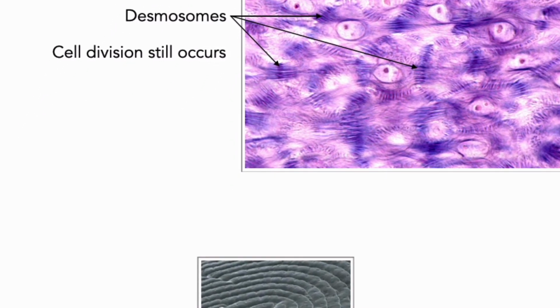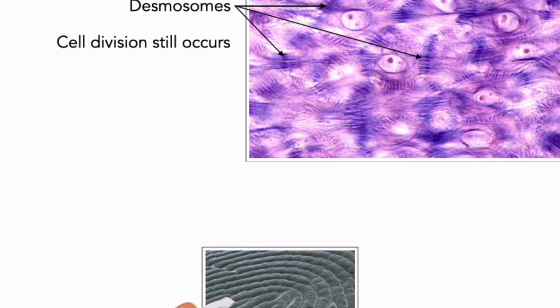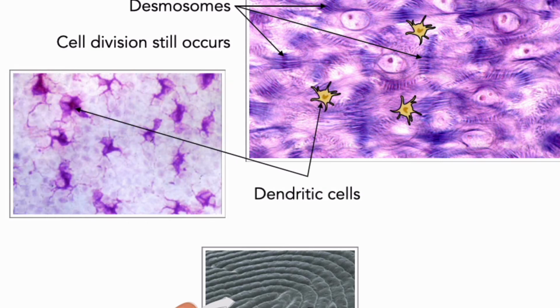Apart from keratinocytes, we also find specialist cells called dendritic cells or Langerhans cells in the stratum spinosum. These Langerhans cells, or dendritic cells, take up and process microbial antigens to become fully functional, antigen-presenting cells that aid in the immune response. The dendritic cells are actually found in multiple layers of the epidermis and even the papillary layers of the dermis, but they are most numerous in the stratum spinosum.